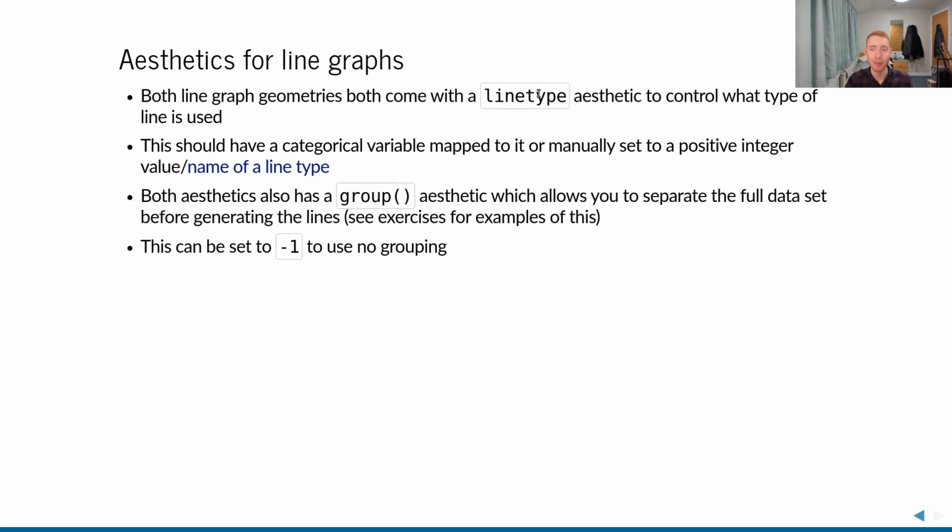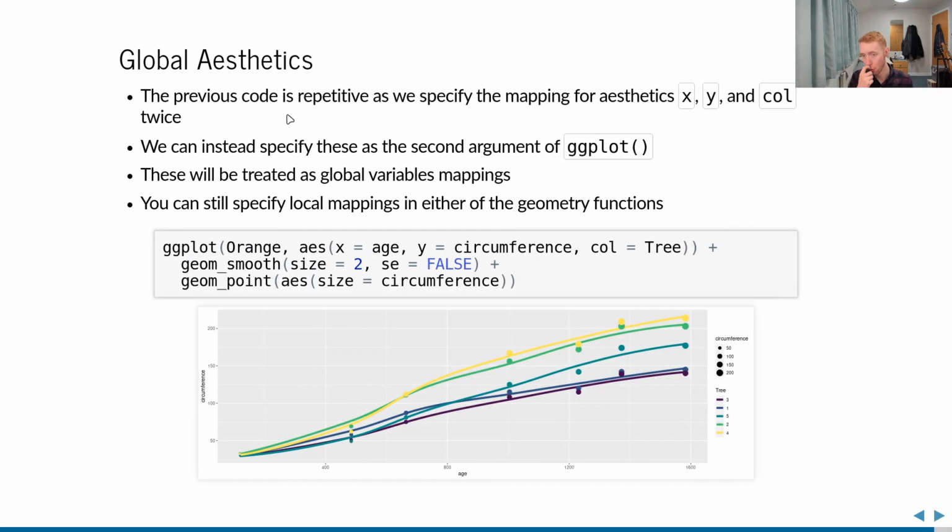For example, we have line type, and this controls what type of line we should draw, whether it should be solid, dashed, or dotted, say. This should either have a categorical variable mapped to it, or it can be manually set, either being a number or the name of a line type. Let's quickly have a look through those options.